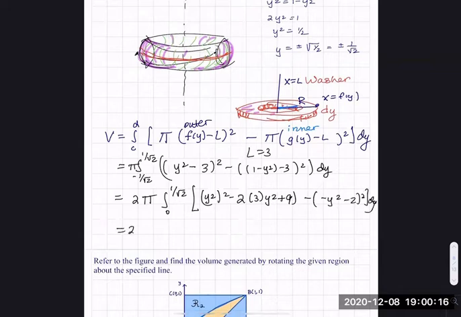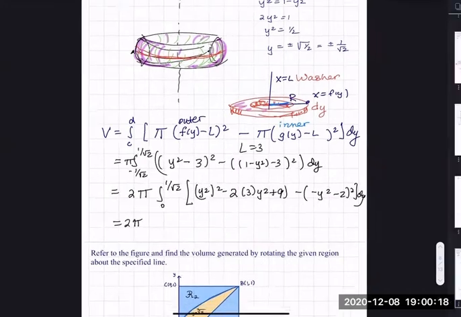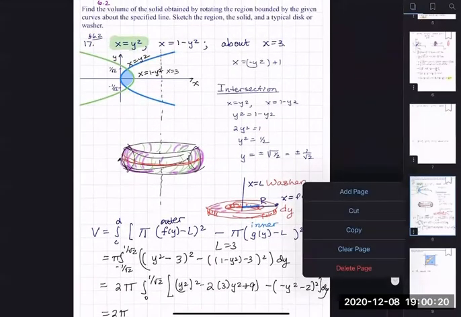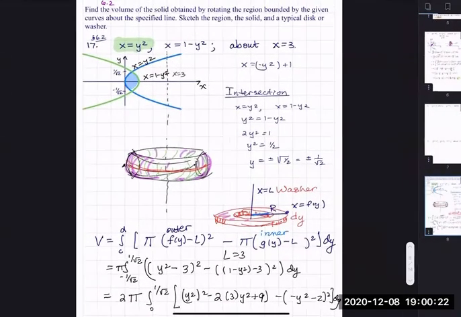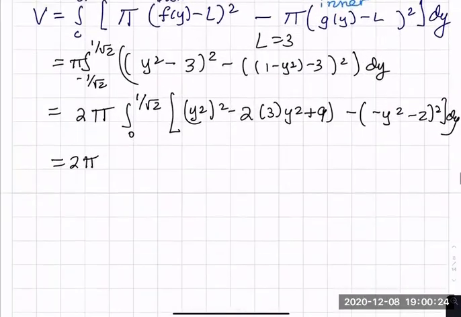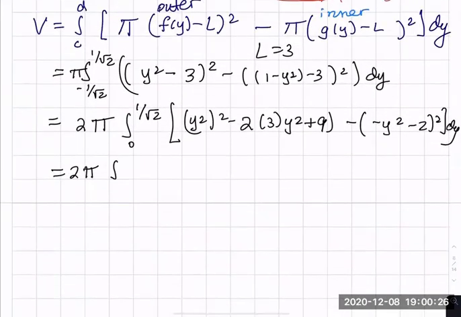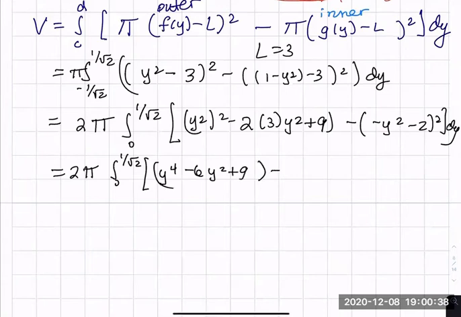So yet one more line. I need another page here. It's too much, right? It's not too much, but it's definitely not a super easy problem computationally, at least. So anyway, let me just charge ahead. Y squared is y to the fourth minus 6y squared plus 9. I have that part. This part, it's okay.